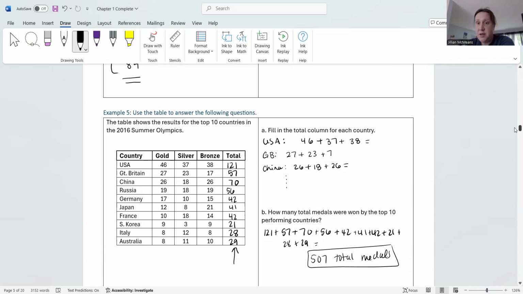So again, part of what you need to understand is when it's appropriate to use a calculator, when it's appropriate to know how to do the work by hand. So there you have it. That is adding whole numbers.